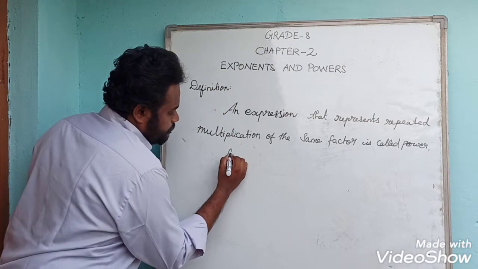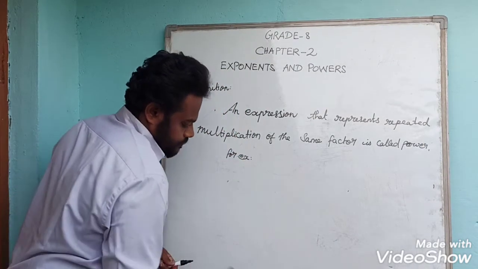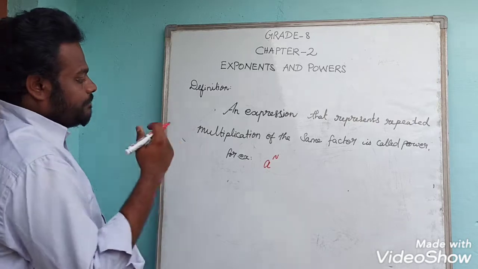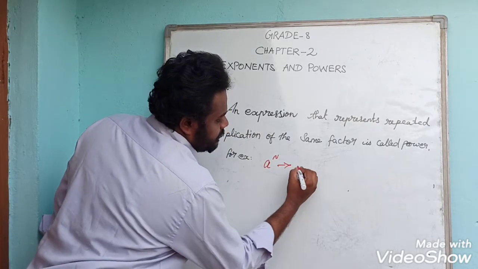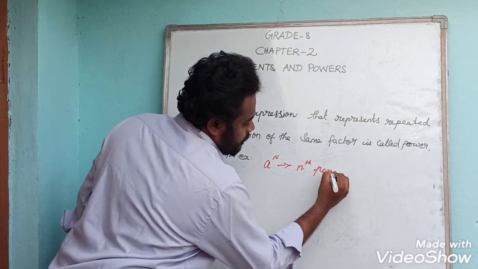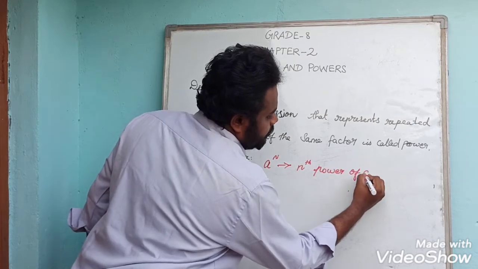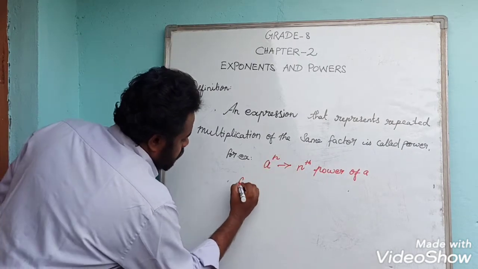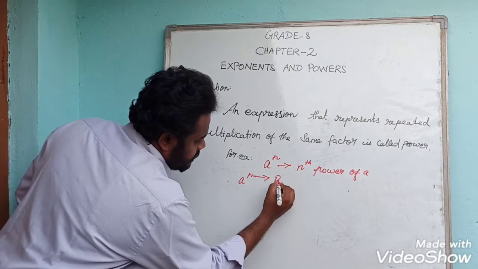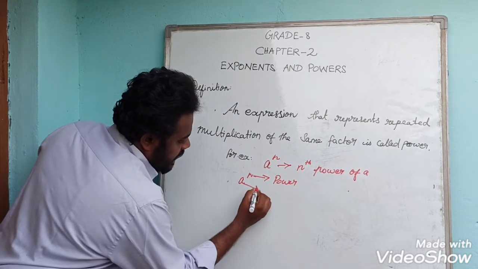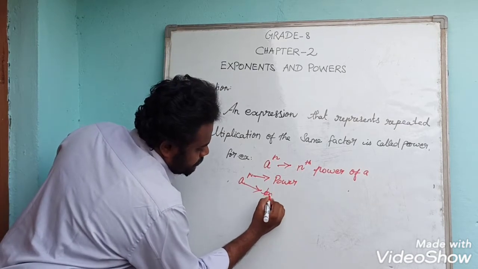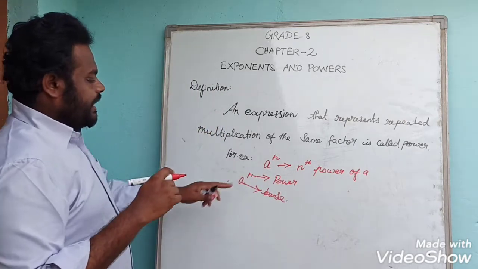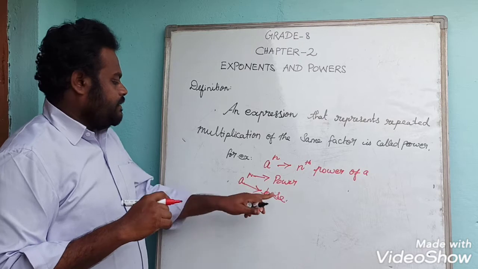So for example, a to the power n. So this can be written as, we say it as nth power of a. So here a to the power n, we say n as power, and a indicates base.